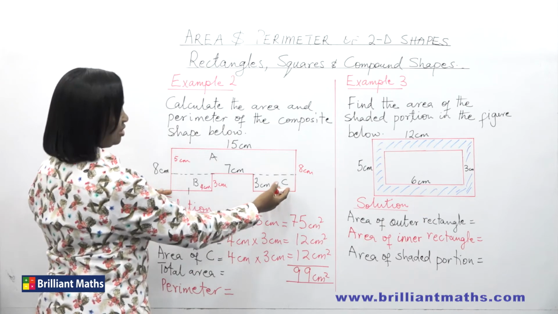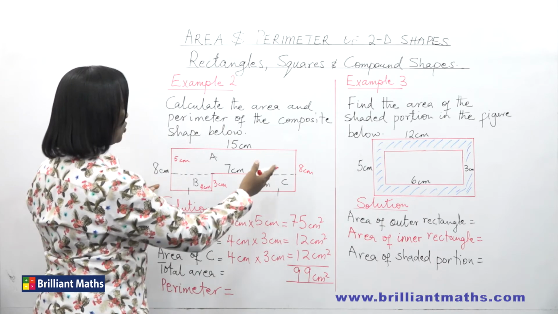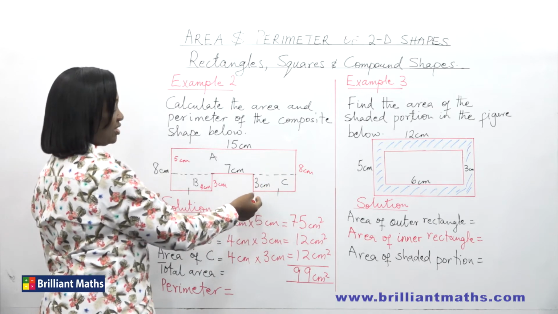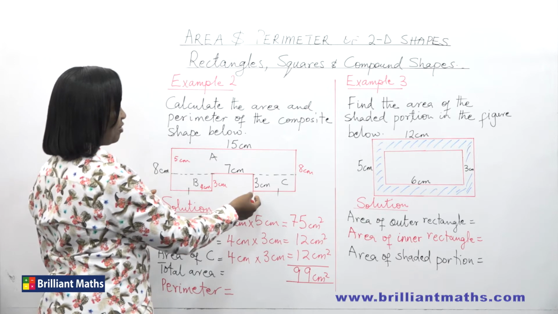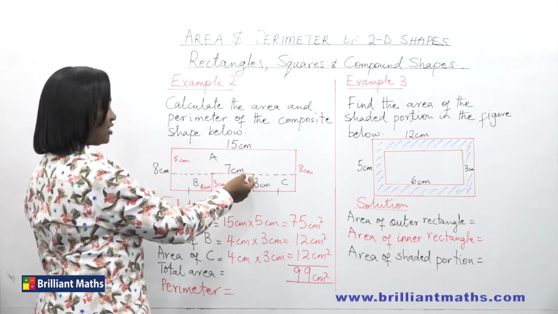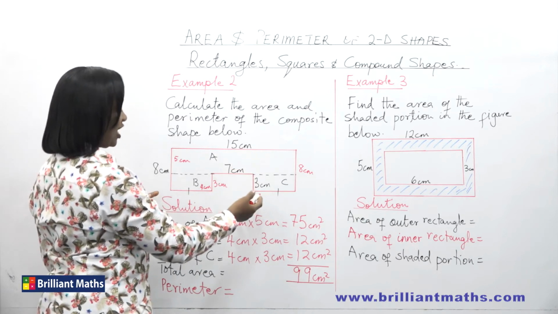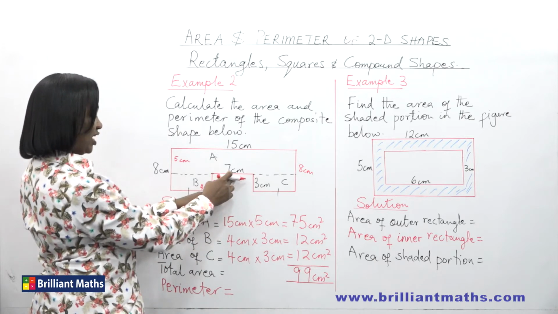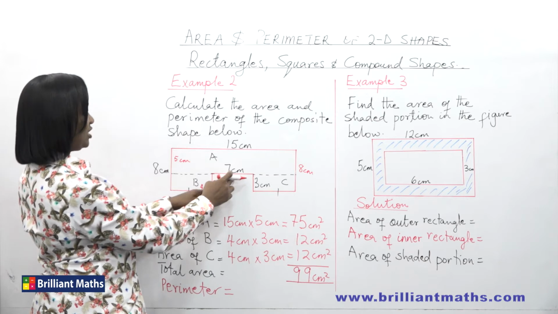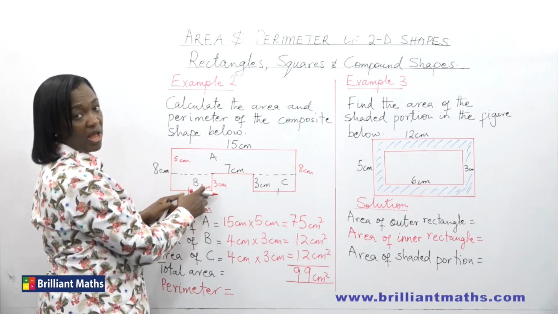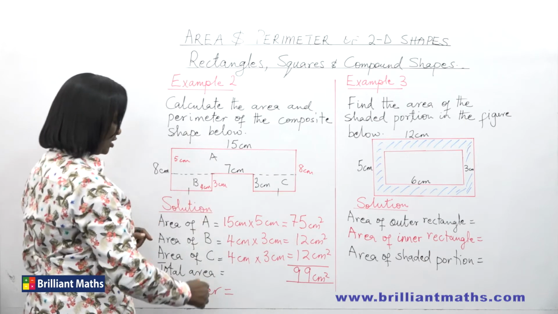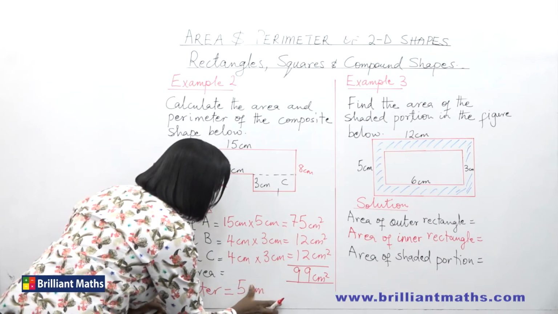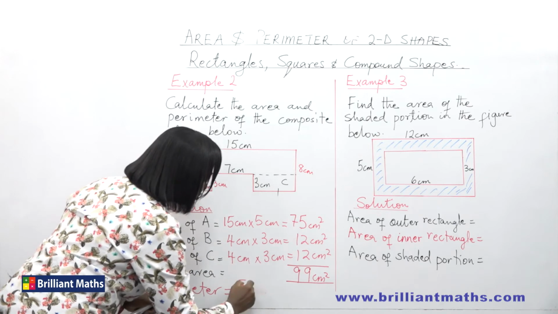31 centimeters plus 4 centimeters. That's 35 plus 3. 35 plus 3 is 38. Plus 10. That's 48. And 48 plus 4, and that is 52 centimeters. So the perimeter is 52 centimeters.